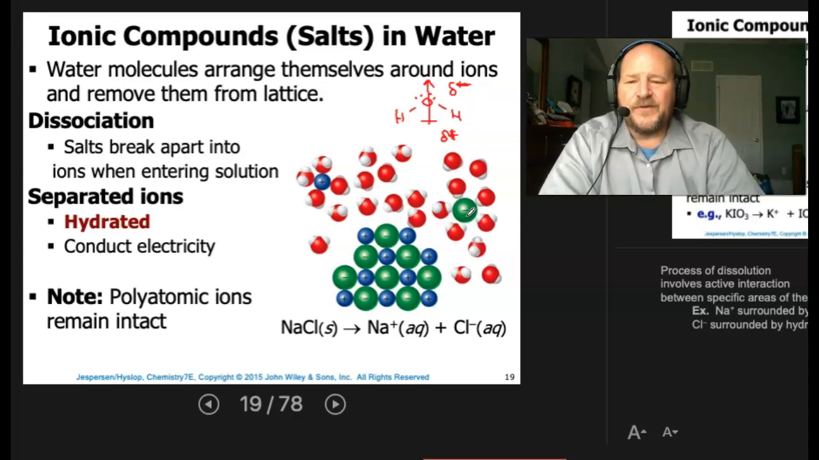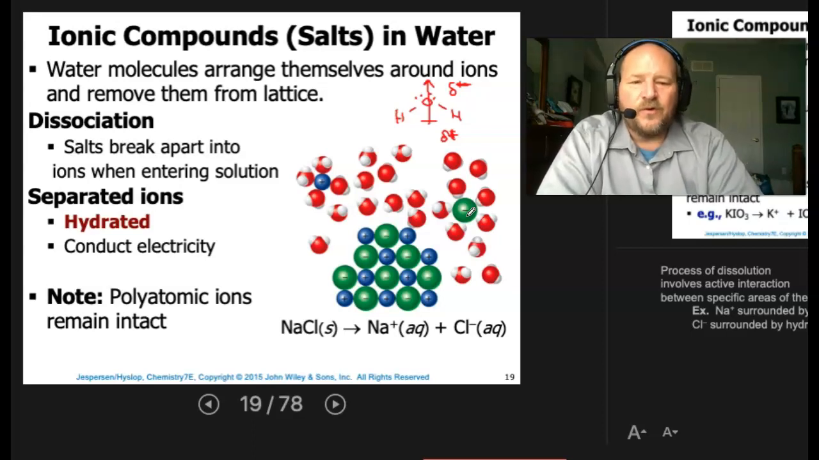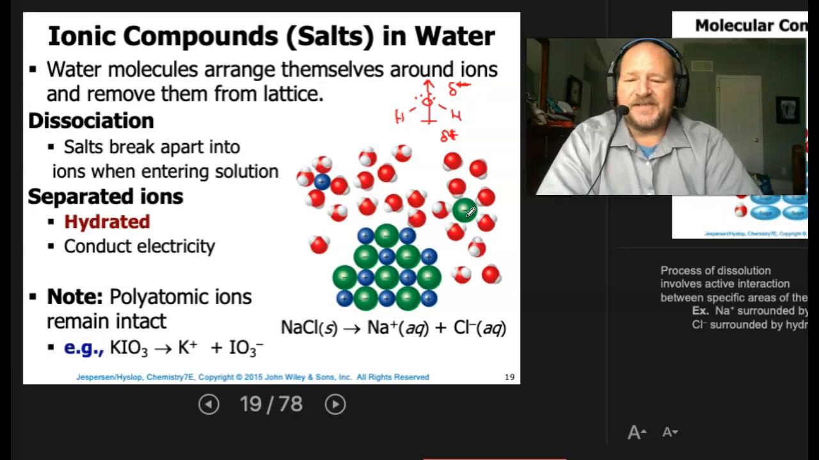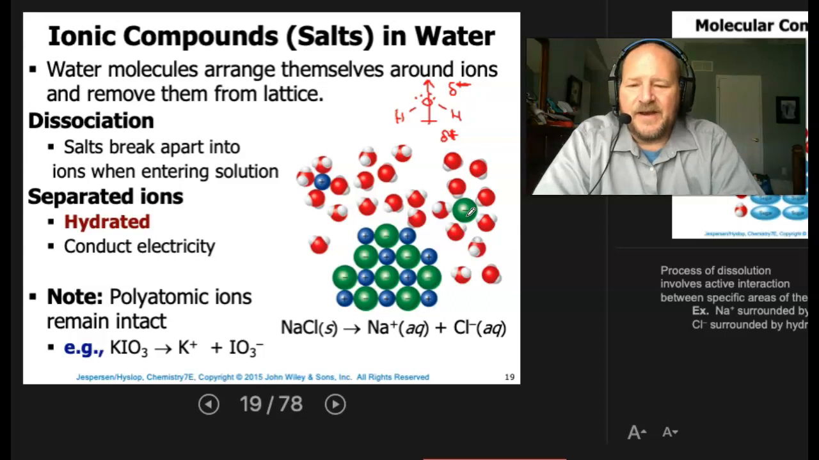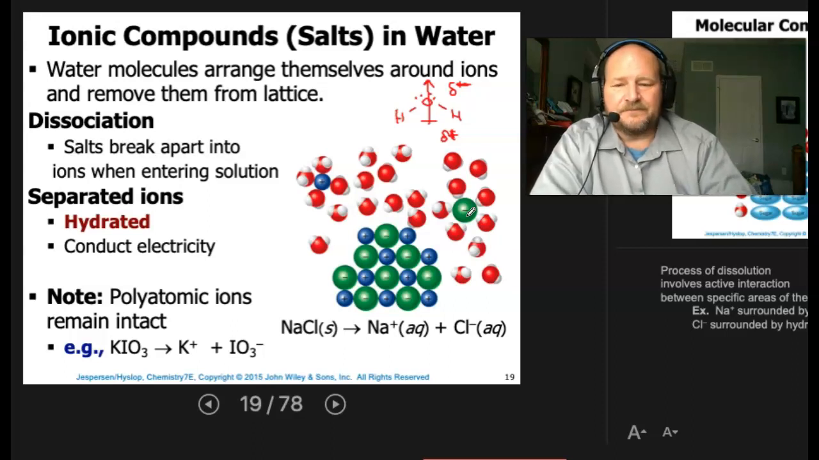Now, be careful with your polyatomic ions. The polyatomic piece will remain intact. In other words, the nitrate, NO3, does not break apart, but it's still ionic and carries a charge. So here's potassium iodate, and here we have the potassium, K+. The iodate stays as a unit, IO3 minus 1. Okay, now it still has a charge. It can still conduct electricity, but the IO3 part is going to be molecular.